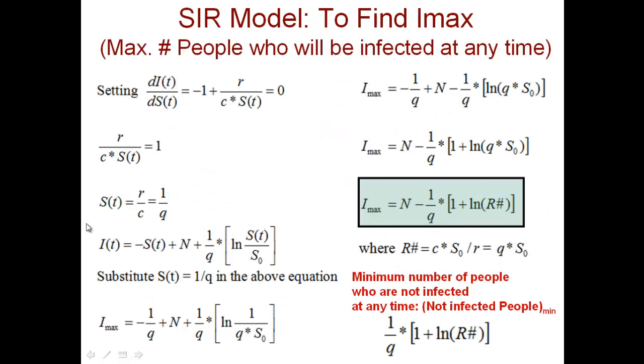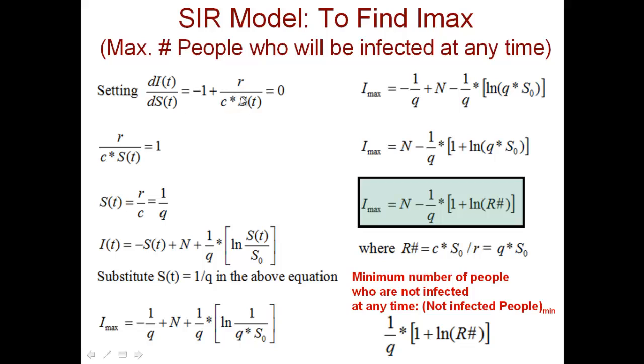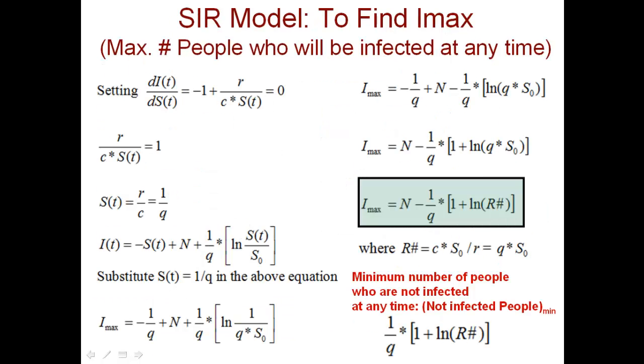So what we will do now, to find the maximum, is set this dI(t)/dS(t) to be 0. This is like the slope of the curve. When we set this to 0, we find for what value of S(t) we'll find the maximum of I(t). Now that we saw that I(t) is a function of S(t) in the previous video, we want to find for what value of S(t) this I(t) is going to be the maximum. So that's what we want to do.